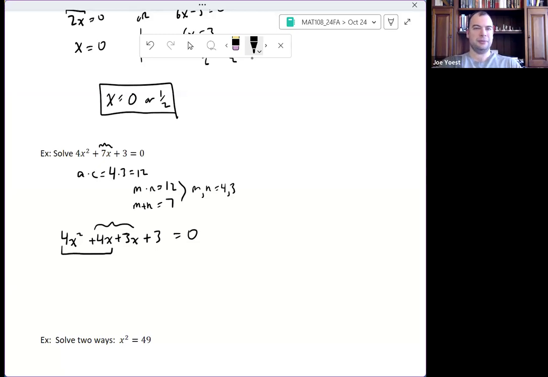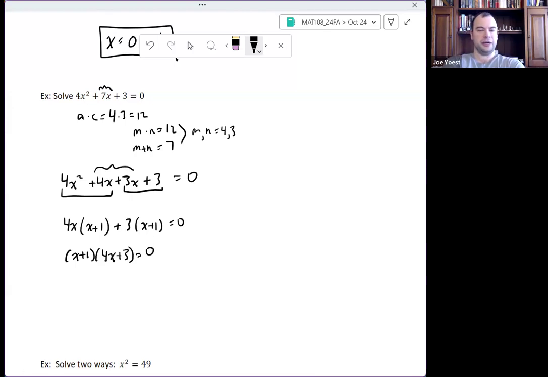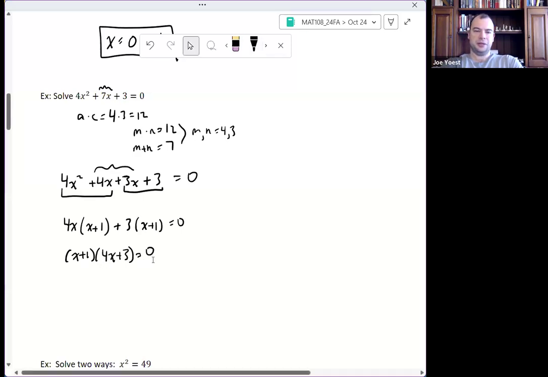So using the AC grouping method, I'm now going to factor by grouping. Look at my first two terms. I can factor out 4x times x plus 1. And my last two terms, 3 times x plus 1. And now I can factor an x plus 1 out. And that's what I get. x plus 1 times 4x plus 3 equals 0.